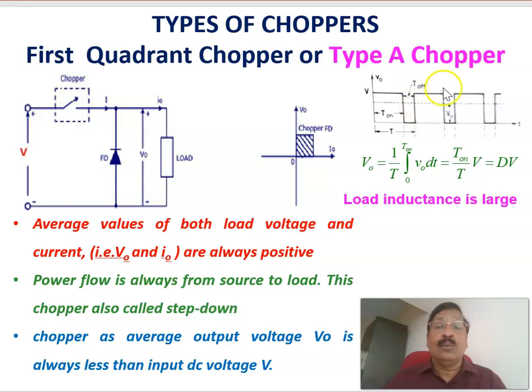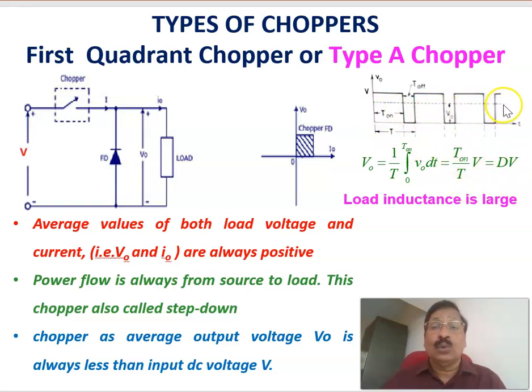Therefore, this is the instantaneous value of the voltage across the load, and the dotted line represents the average voltage. That average voltage can be calculated by integrating, or calculating this area distributed over the time period T. This area is V into T on, divided by T, that is, 1 by T integral 0 to T on of V0 dt, or T on divided by T into V, or D into V, where D is the duty ratio, which is equal to T on by T.